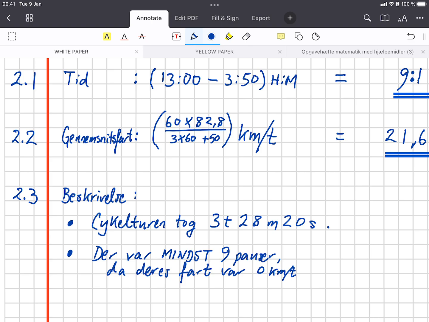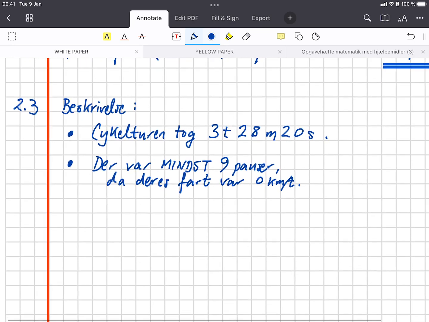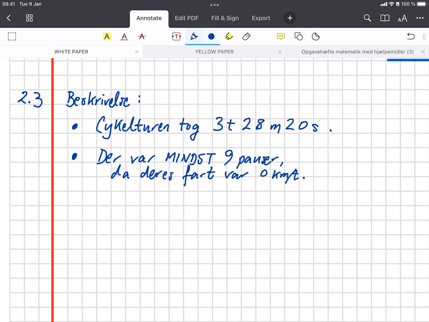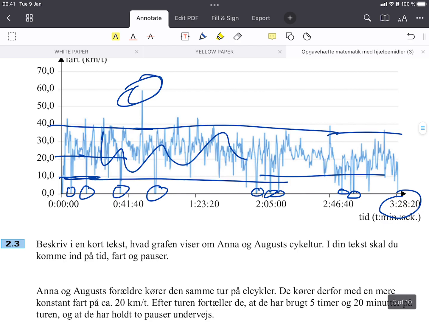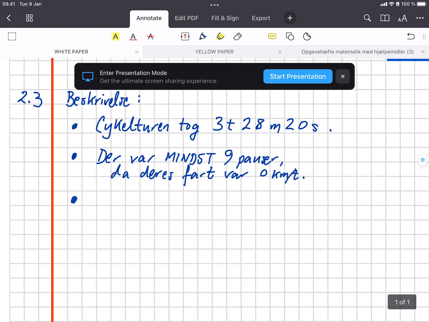There were at least 9 breaks when their speed was 0 kilometers per hour. Next bullet point. Their fastest speed was 60 kilometers per hour.